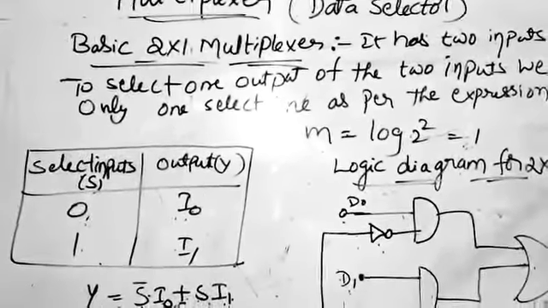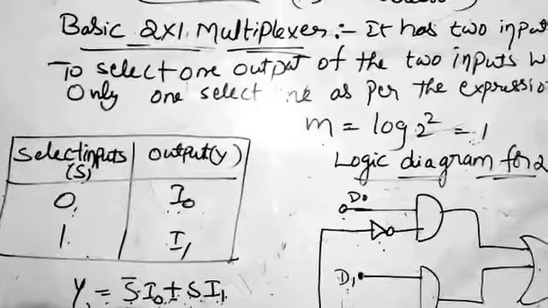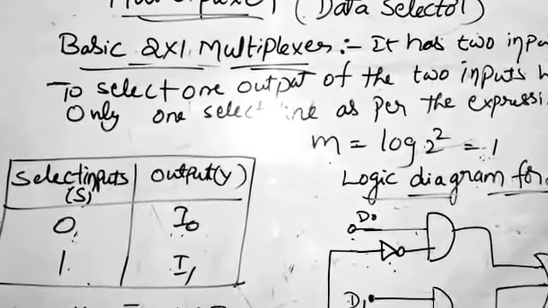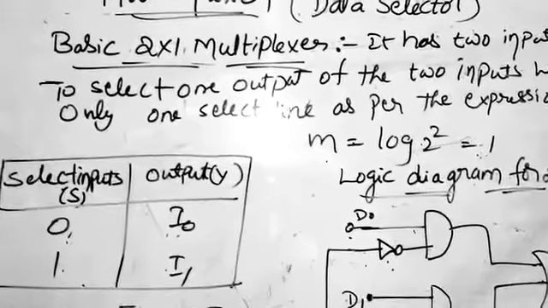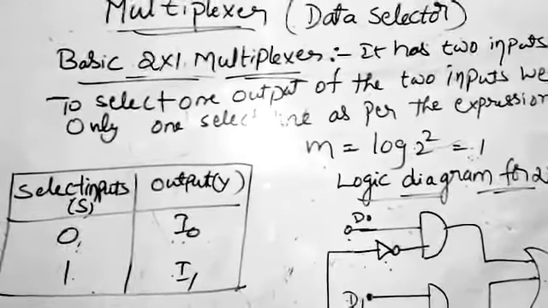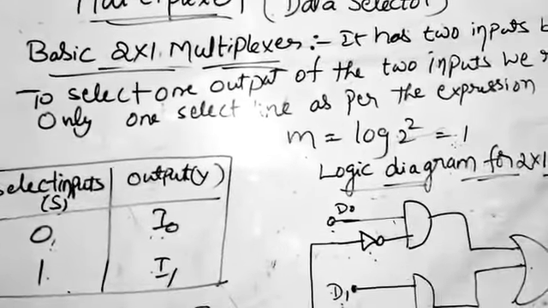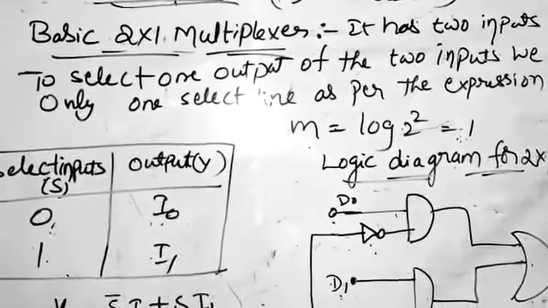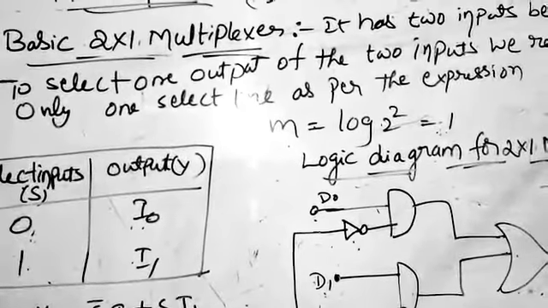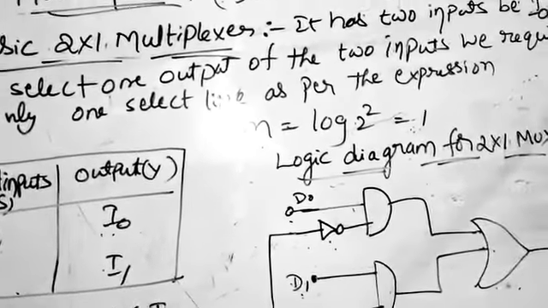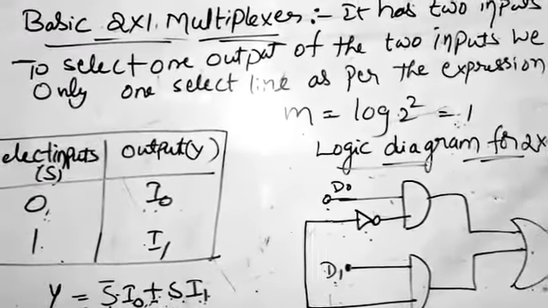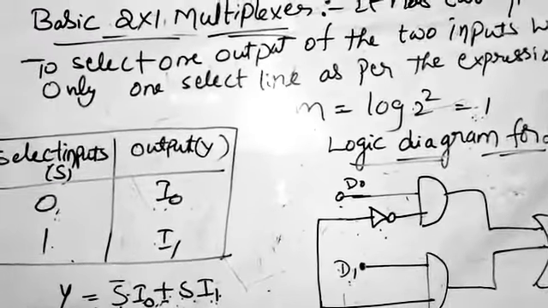In the next video I will explain how we can design the 4 into 1 multiplexer. A 4 into 1 multiplexer will have 4 inputs and 1 output line. How many select lines are there? m is equal to log of 2 power n. If you consider 4 into 1, there are 4 inputs, that means 2 power 4. What is the value of m? That value represents the select lines.